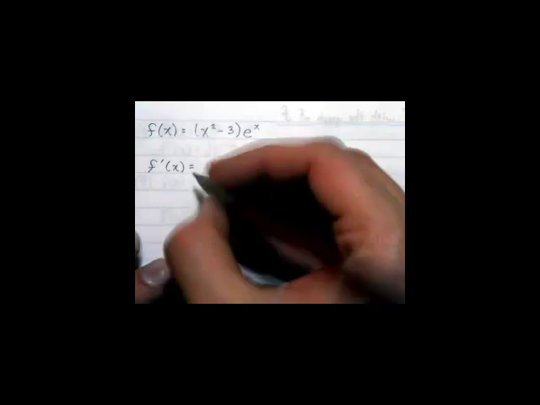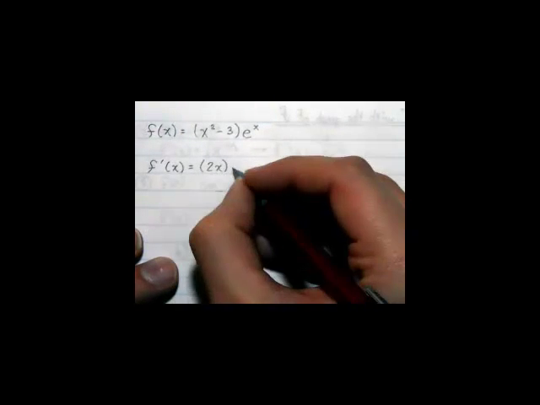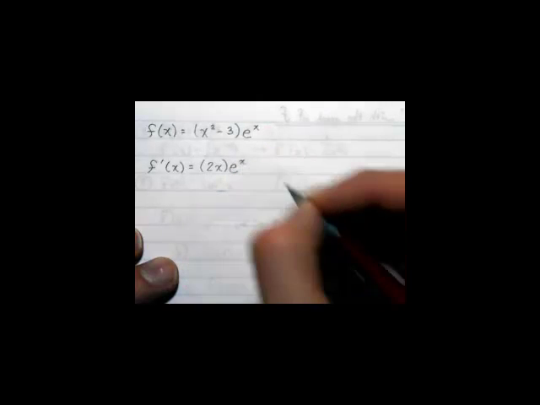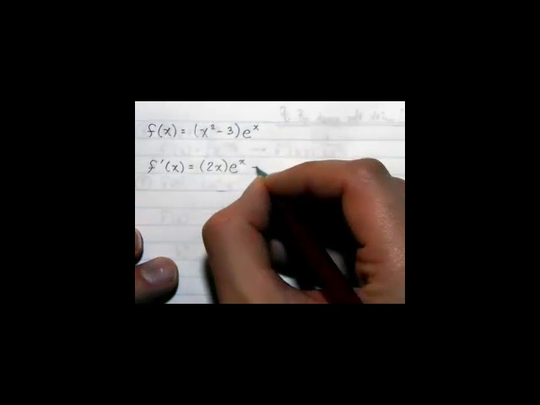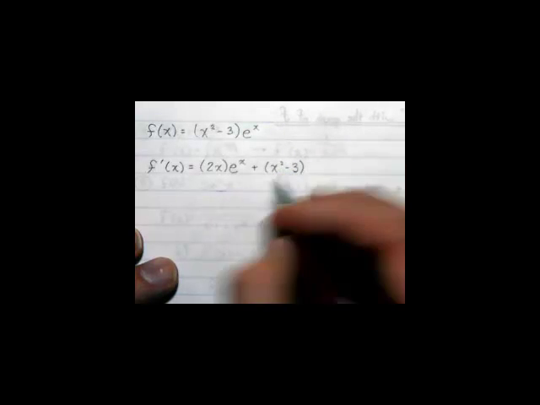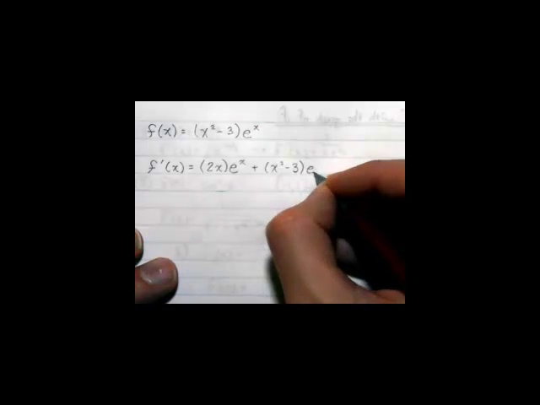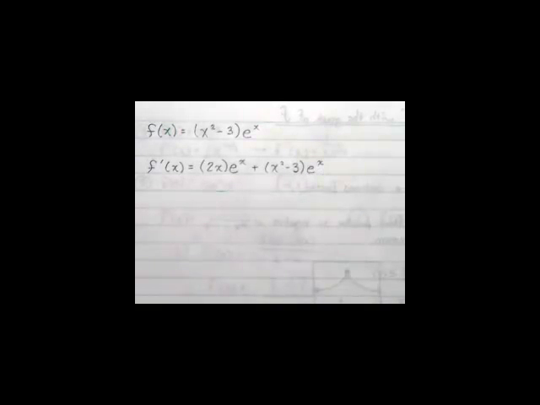All right, so f prime of x. What am I going to have to use to take this derivative? Product rule, okay. So derivative of the first, 2x, times the second, plus the first, times the derivative of the second. What's the derivative of e to the x? E to the x. So there's your derivative.